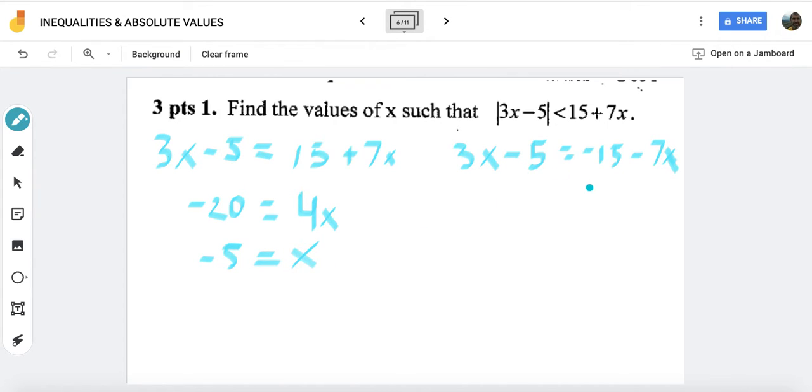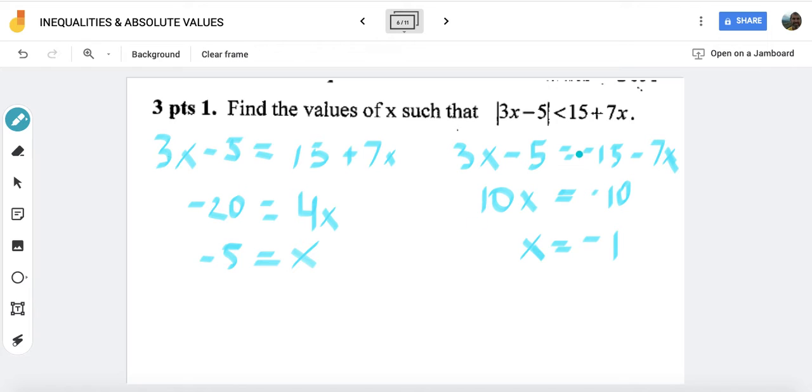Okay, over here, I'm going to add the 7x to bring it over here to make it 10x. I like keeping things positive, if I can. And at the same time, I'm going to add 5 to both sides, and that's going to give me negative 10 over here. And then when I divide by 10, I'm going to find out the other critical point is negative 1. All right, so the critical points are negative 5 and negative 1.